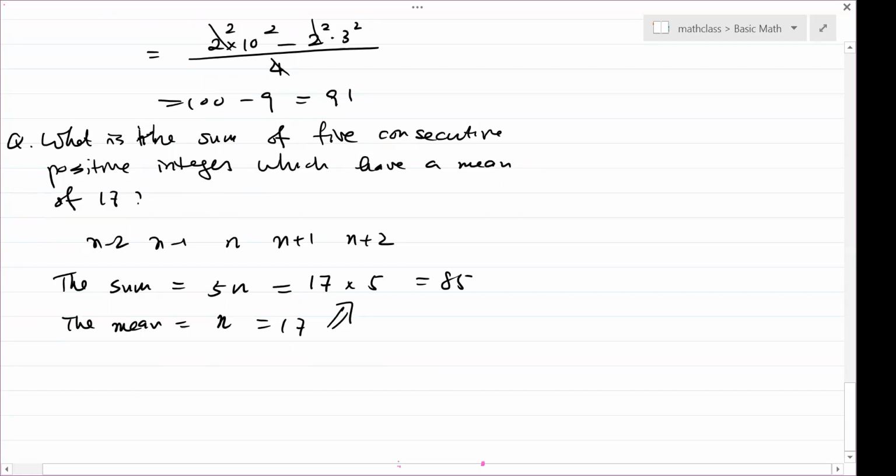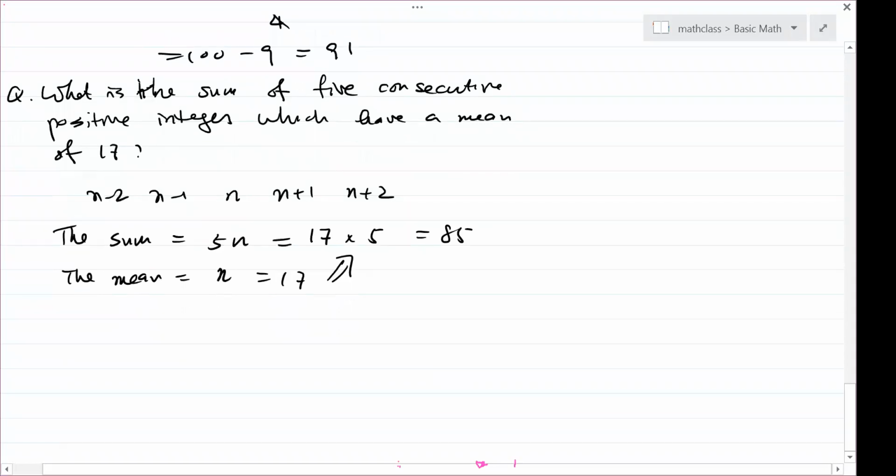That's the relationship between mean and the sum. Okay. The next one is slightly difficult. The integer a is the sum of 3 consecutive positive integers and is divisible by 5. What is the least possible value of a?